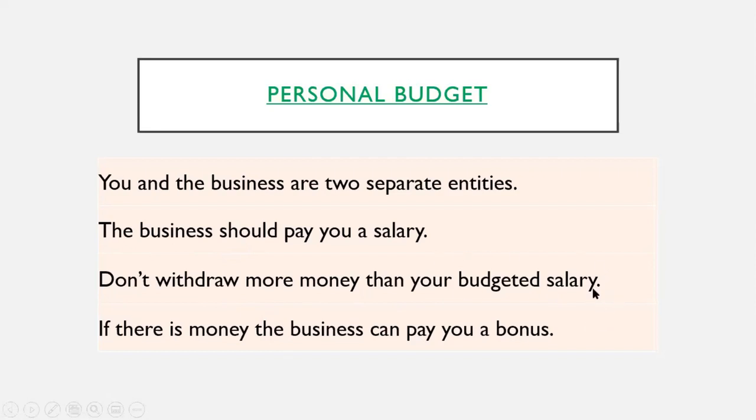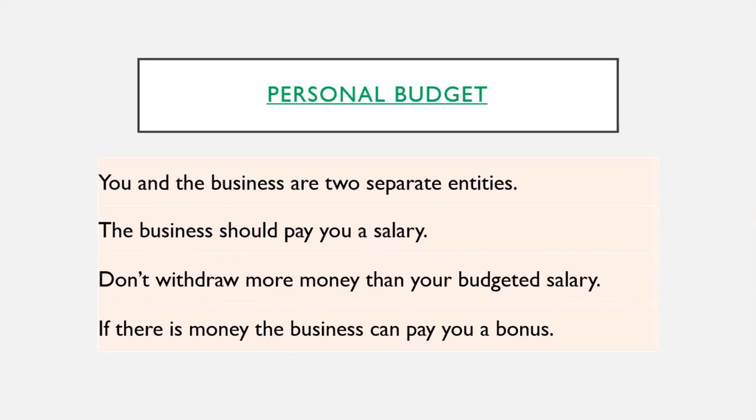So try and get into this discipline where you put 5,000 Rand a month as a salary, or whatever amount you choose. That amount goes through your income statement every month, and that's what you draw. And if there's lots of money left over in the business after you've paid all your expenses, then you can pay yourself a bonus.